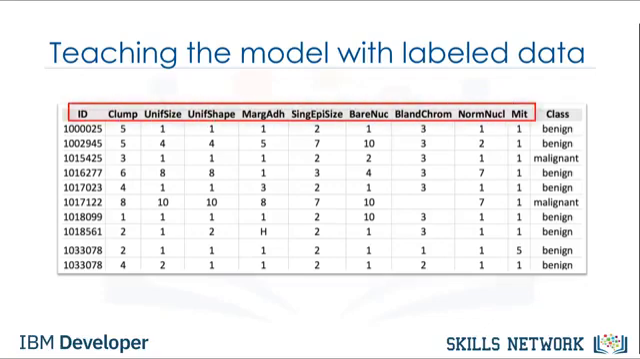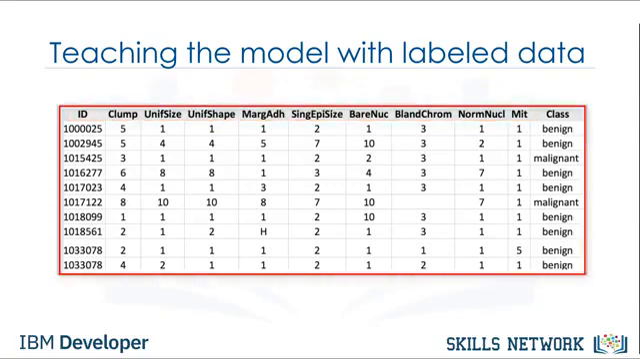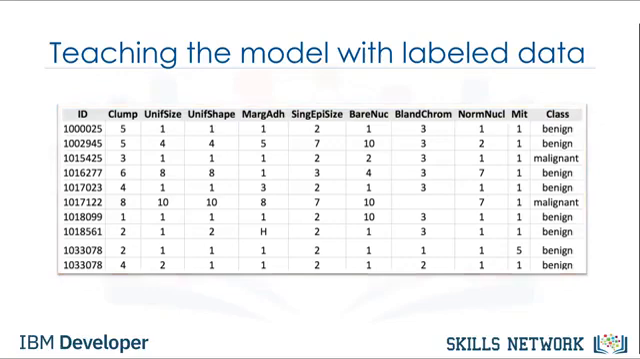It's important to note that the data is labeled. And what does a labeled dataset look like? Well, it could look something like this. This example is taken from the cancer dataset. As you can see, we have some historical data for patients, and we already know the class of each row.